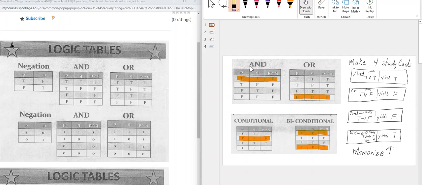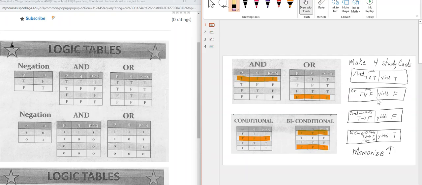For my and study card, I would remember that 2 truths make an and true. So if both are true, then the combination is true. Otherwise, they're false. But I don't have to remember the otherwise. Just remember that if they're both true, the and is true. For the or, the only thing I need to remember is that if P is false and Q is false, then P or Q must be false. Again, that's all I'm going to memorize.